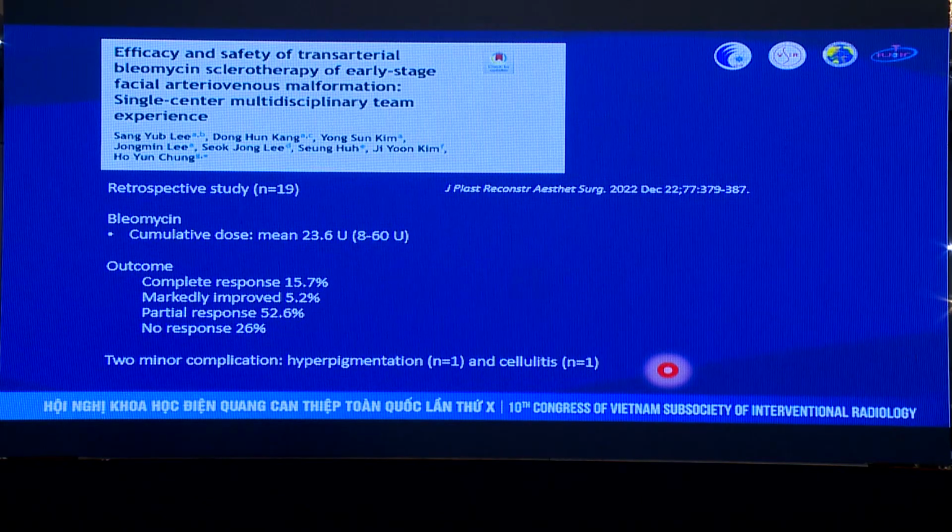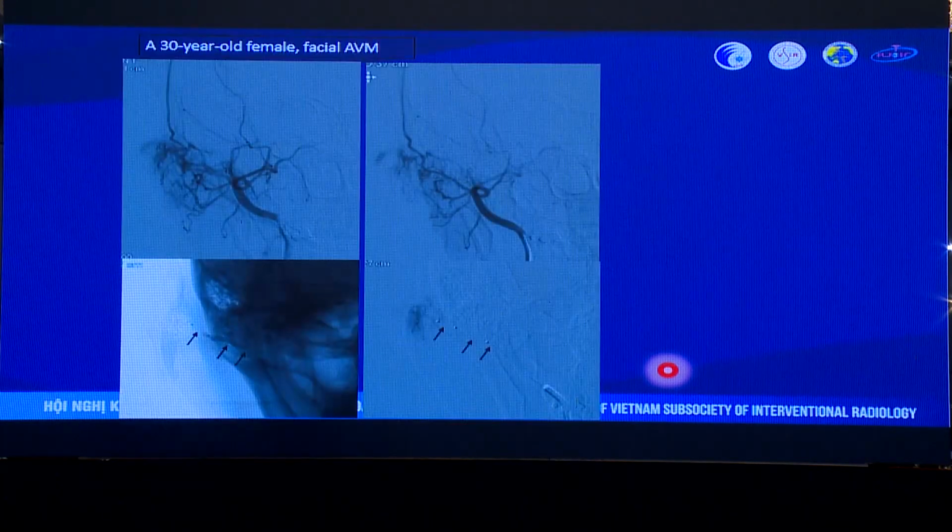We also treated facial AVM with transarterial bleomycin injection. The effect was quite similar. And this is an example.